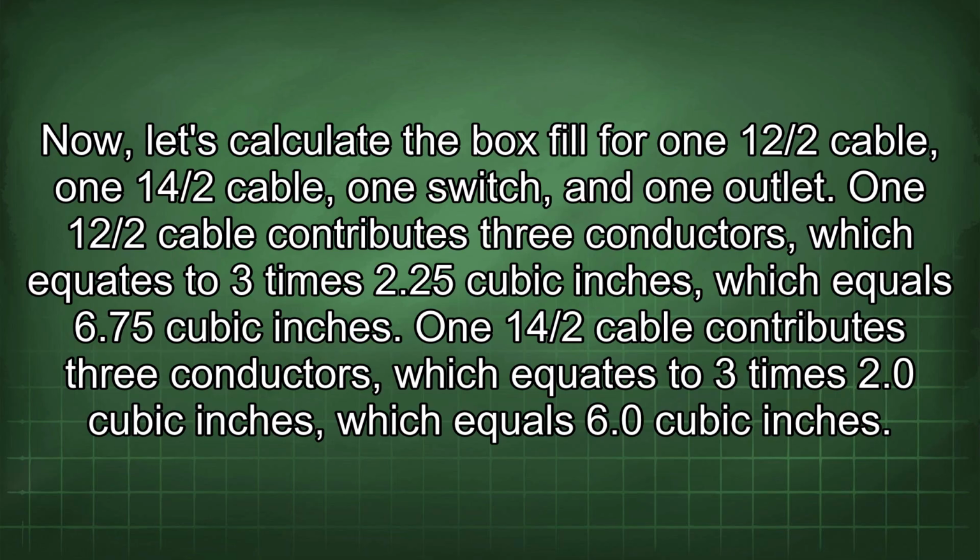Now let's calculate the box fill for 1 12/2 cable, 1 14/2 cable, 1 switch, and 1 outlet. 1 12/2 cable contributes 3 conductors, which equates to 3 times 2.25 cubic inches, which equals 6.75 cubic inches. 1 14/2 cable contributes 3 conductors, which equates to 3 times 2.0 cubic inches, which equals 6.0 cubic inches.